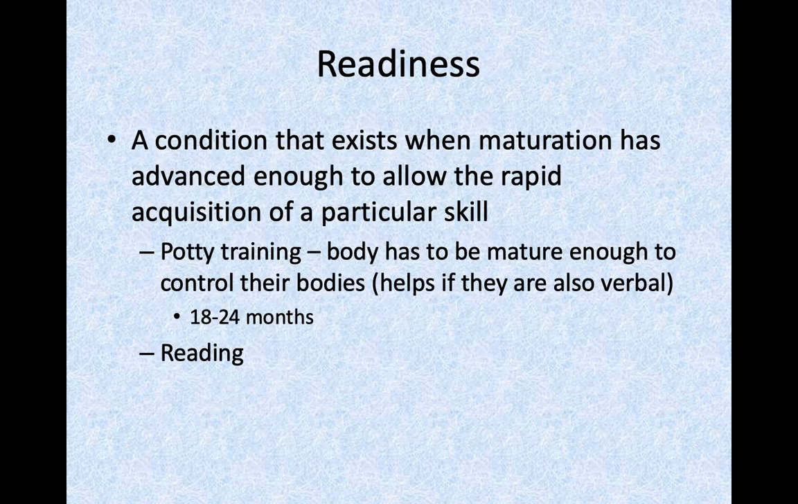Readiness is a condition that exists when maturation has advanced enough to allow for rapid acquisition of a particular skill. So for example, potty training. The child has to be mature enough to control their body. It also helps with their verbal skills in order to potty train. So it can be quite a difficult process, but children have to understand how to hold their bladder and then release it voluntarily. So typically the start for potty training is about 18 to 24 months.